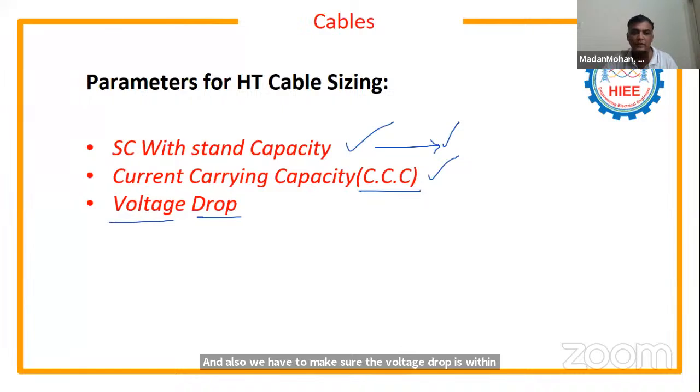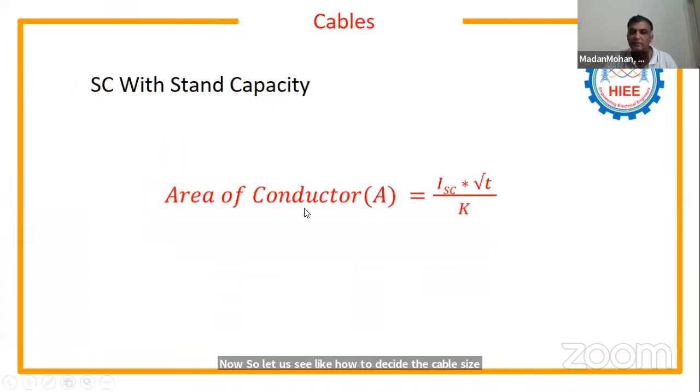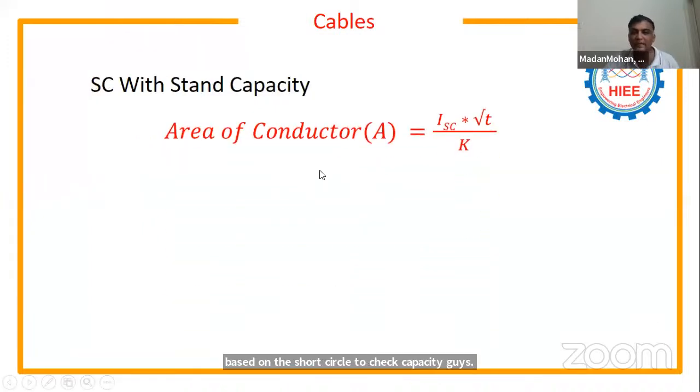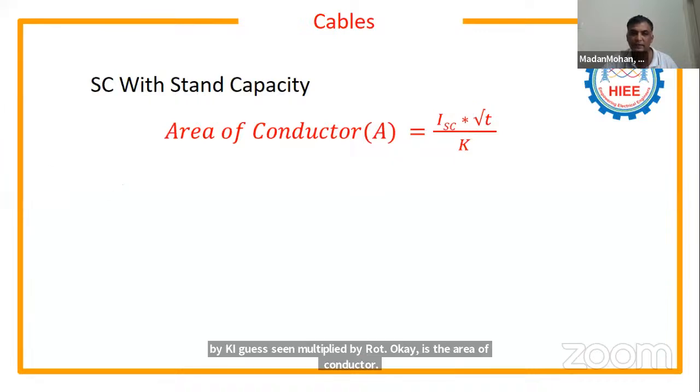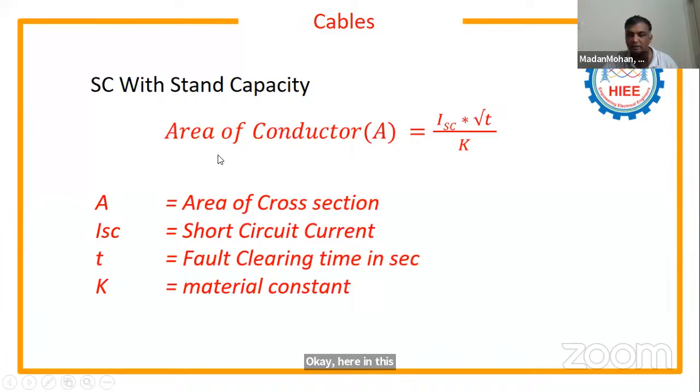Now let us see how to decide the cable size based on the short circuit withstand capacity. The first parameter you have to know, which is also very important: area of conductor is equal to ISC multiplied by root T divided by K. Here A is the cross-sectional area of the conductor, ISC is the short circuit current, T is the fault clearing time and K is the material constant.